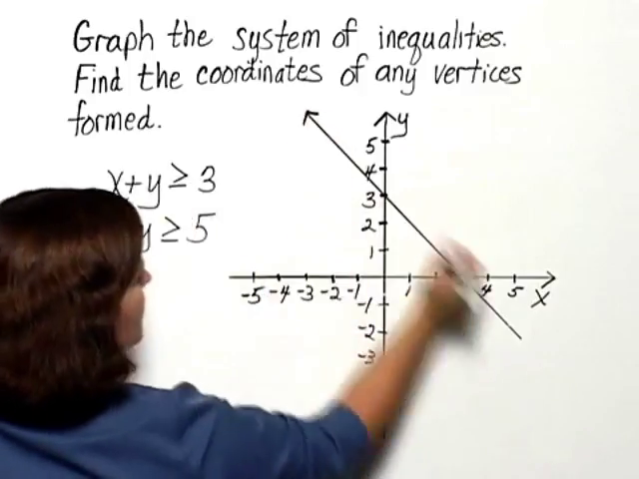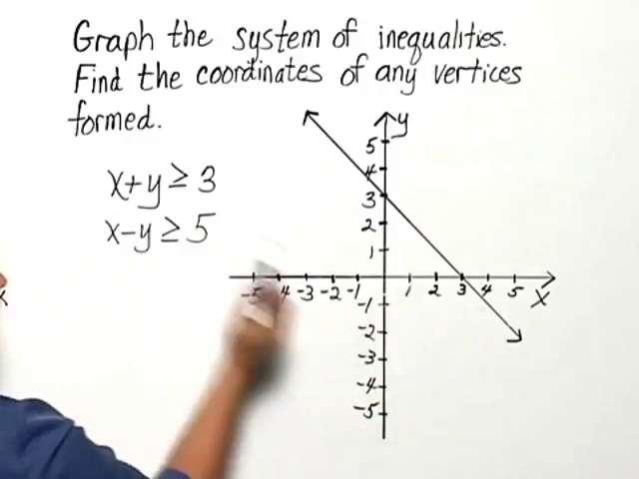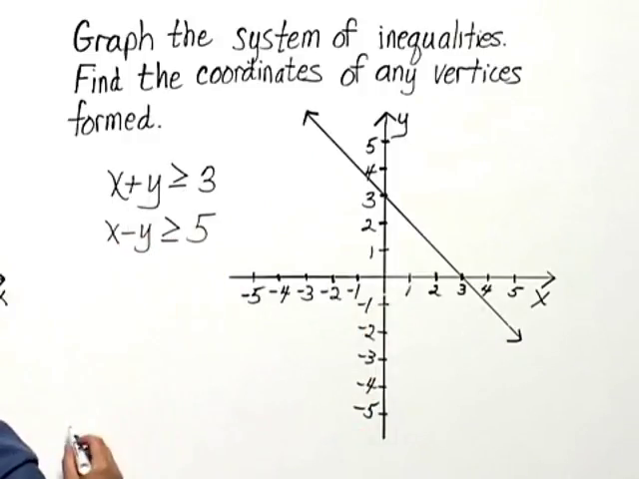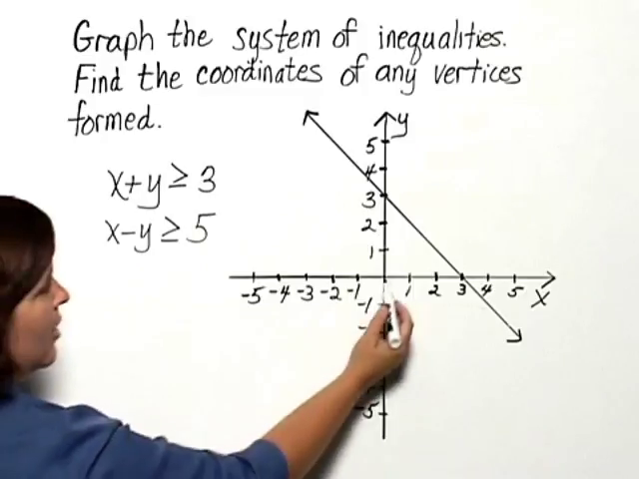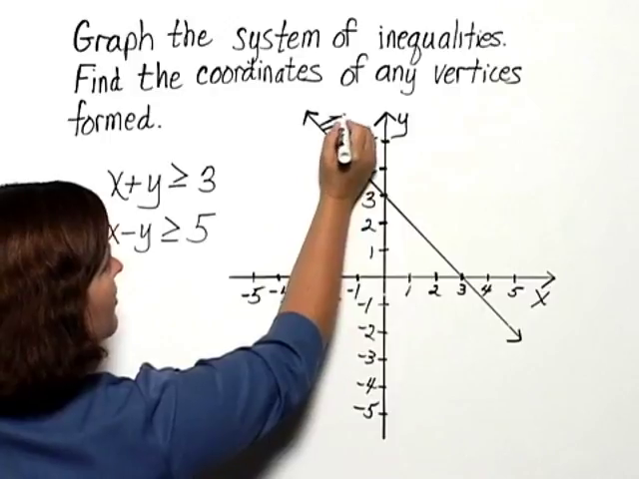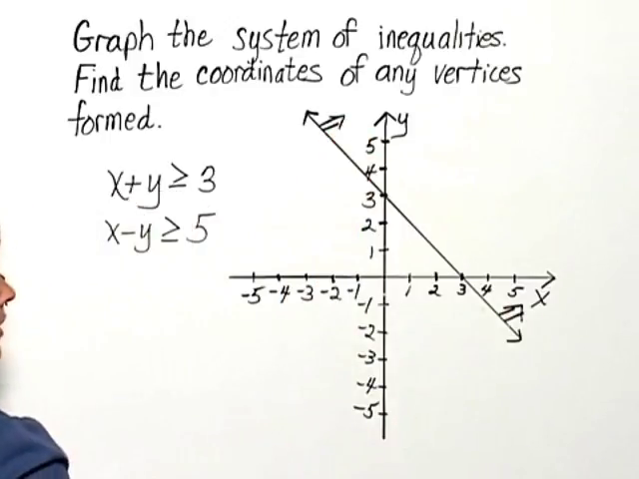Now, which side of this will we want to shade? Let's use the test point (0, 0). Ask yourself, is 0 plus 0 greater than or equal to 3? No, it's not. So we do not want to shade the side containing (0, 0). We want to shade above it. So let's just mark that we're going to shade above that line.